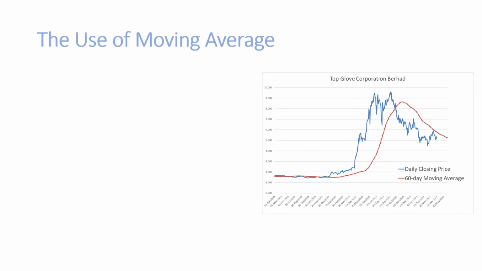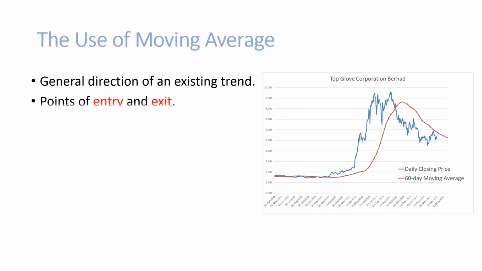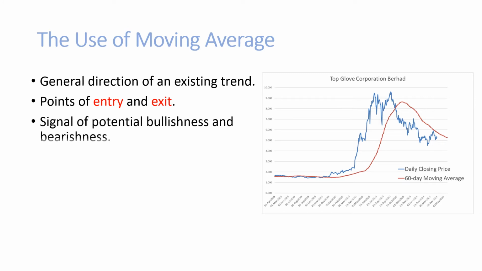How can we make use of moving average? Moving average provides an overview of the general direction of an existing trend. Most importantly, it helps to determine the points of entry and exit, which means the buying and selling points. It gives signal of potential bullishness and bearishness. Moving average also shows the potential levels of support and resistance.